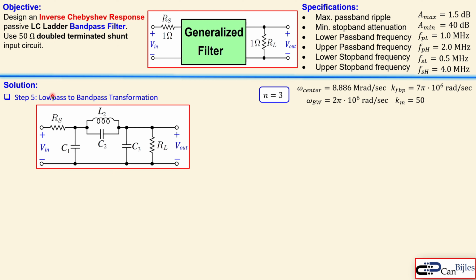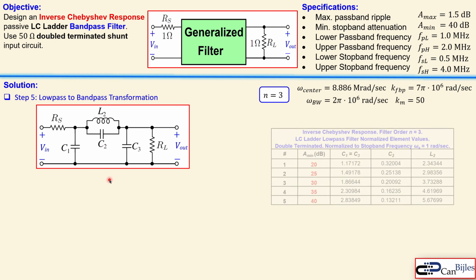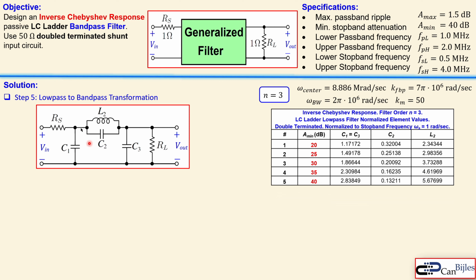And for our transformation from low pass to band pass, we actually produce some transformations in the circuit. But before we do that, let's look at the table first, because we need a third order inverse Chebyshev. That's actually this table. And you see in this table some values for the A minimum, 20, 25, etc. We need 40, that means we need to look at this row, which is our final row in this table, which is this fifth row.